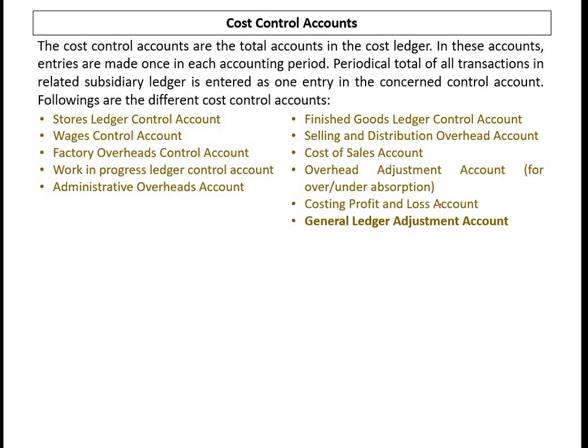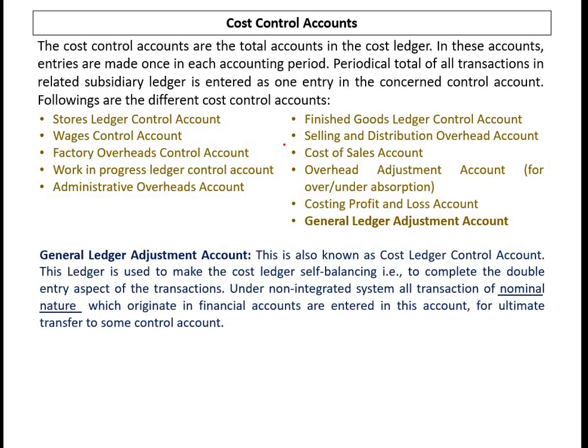All transactions are recorded under costing P&L account. On the one side we will record sales, and on the other side we will record all the total expenses plus our abnormal expenses or losses. Then the resultant figure will be either profit or loss. In a similar way we record transactions in general ledger adjustment account. This will be more clear when we solve one numerical question.